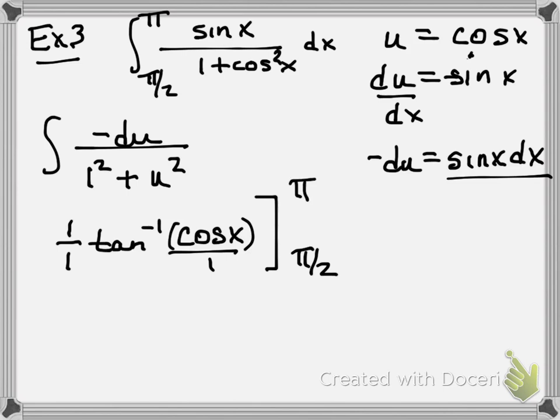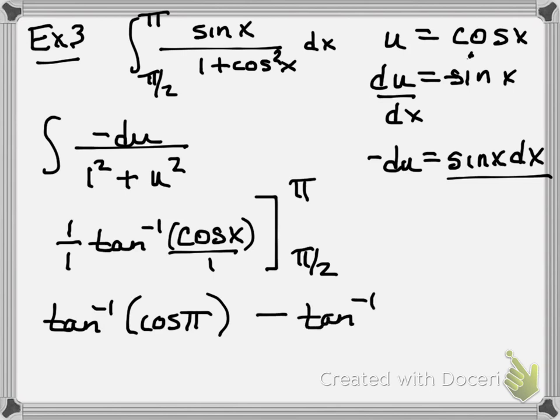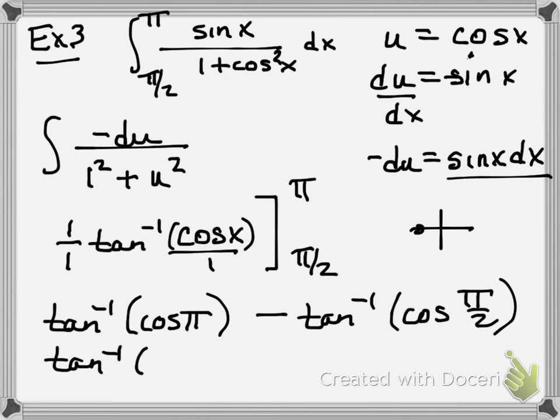So if I plug numbers into that, I'm going to have inverse tangent of cosine of pi minus inverse tangent of cosine of pi over 2. Okay, now if you think about the cosine of pi, that's a quadrantal angle. Pi's right here. Cosine always references the x value, so the x value when you are at pi is -1. So now I have inverse tangent of -1.